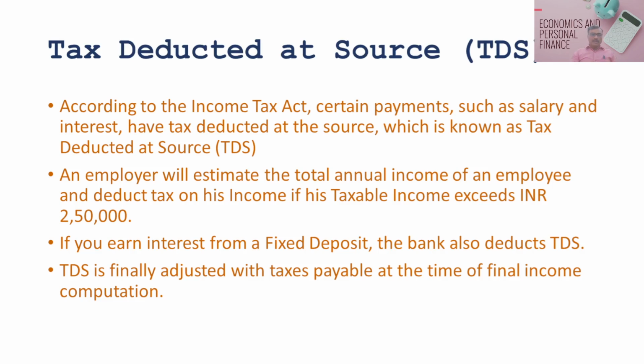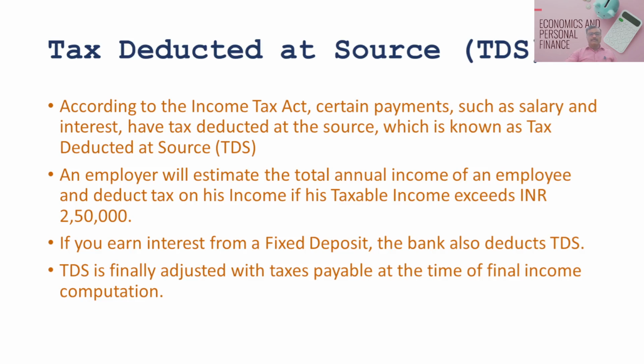If you have a fixed deposit in a bank account and you earn interest on it which is more than 5,000 rupees, the bank also will take out some tax before handing over the interest amount to you. So the TDS that is deducted is later adjusted when you calculate your final income tax. It's sort of like a prepayment towards the total tax you owe at the end of the year.